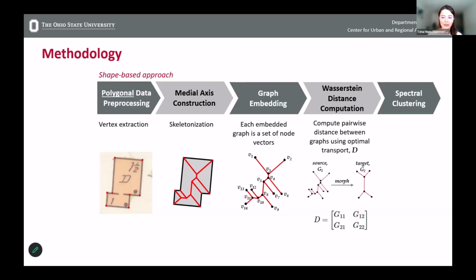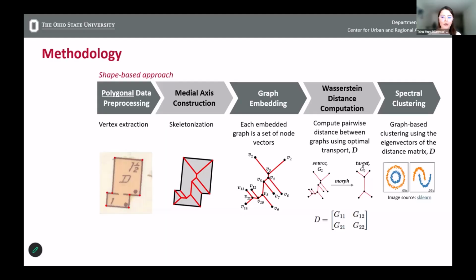And then we will compute the pairwise distance between graphs using optimal transport theory. Basically, we are just trying to compute the number of operations needed to translate graph 1 to graph 2. And the number of operations will give us the distance between 2 graphs. So that gives us a nice distance matrix between different graphs. And then we will do a graph-based clustering using the eigenvectors of the distance matrix. So eigenvectors is a set of numbers that we use to characterize a matrix.